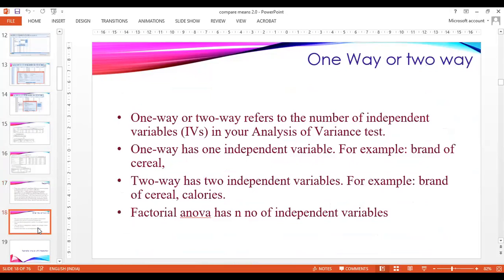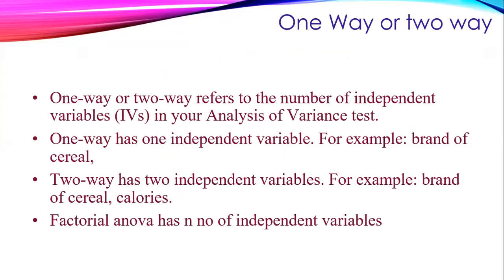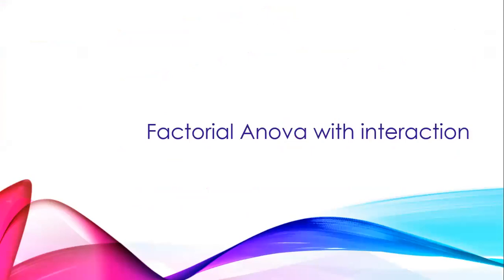Now, whether it is a one-way ANOVA or two-way ANOVA is determined by the number of independent variables used. The more independent variables used, the name will change. You can have one-way, which means one independent variable is used, or two-way, where two independent variables are used. When you use n number of independent variables, it is called factorial ANOVA. So we are going to do a two-way ANOVA with interaction effect. What is the meaning of interaction? There is gender, so there is a gender effect.